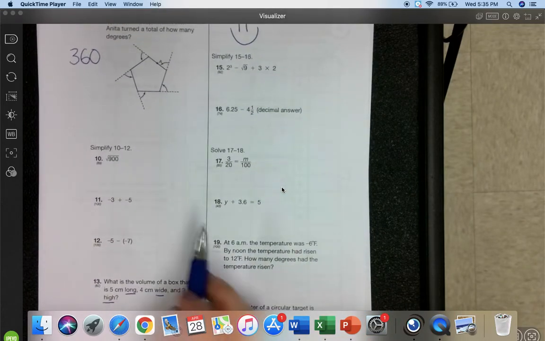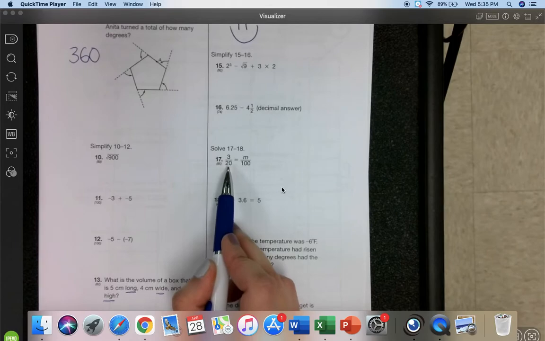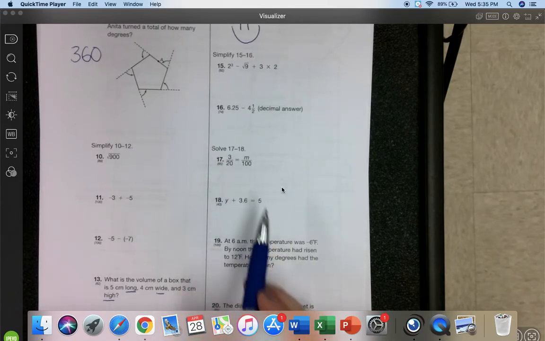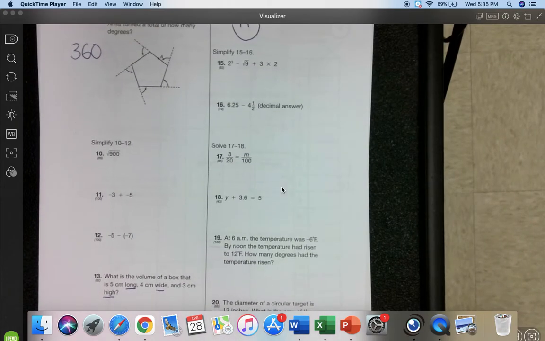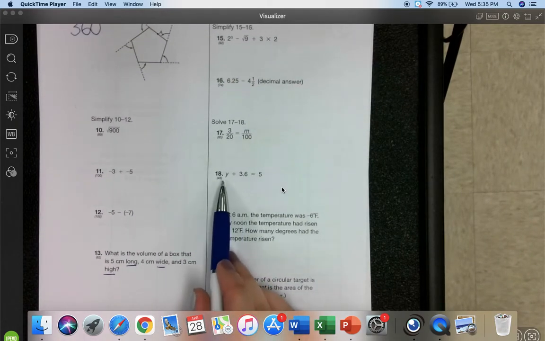Number 17, there's 2 ways you can solve. You can solve by taking how many times 20 goes into 100, or you can cross multiply. Go ahead and solve for number 18.